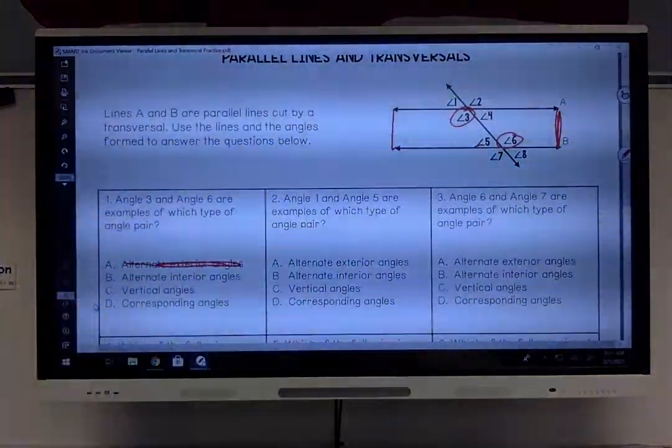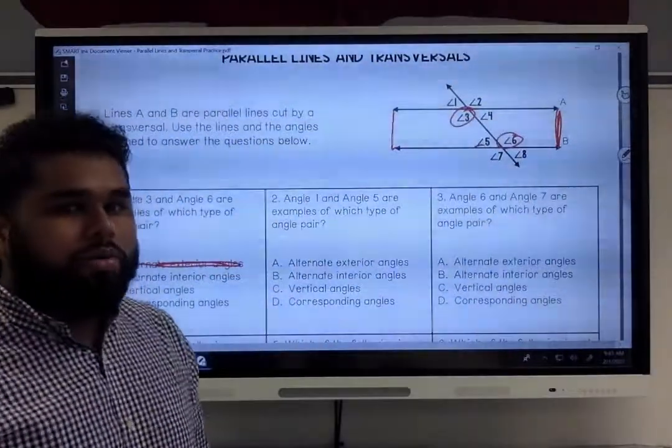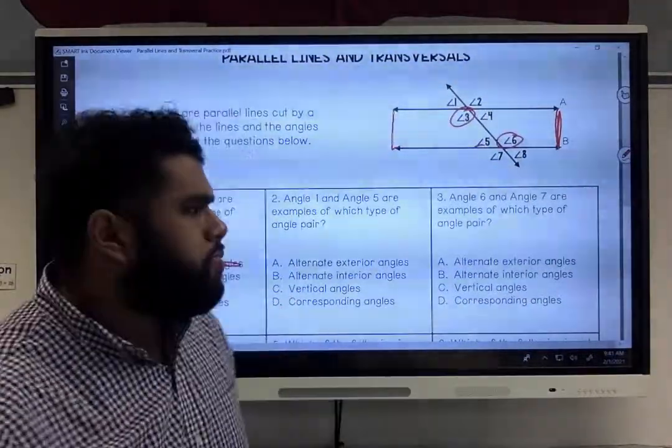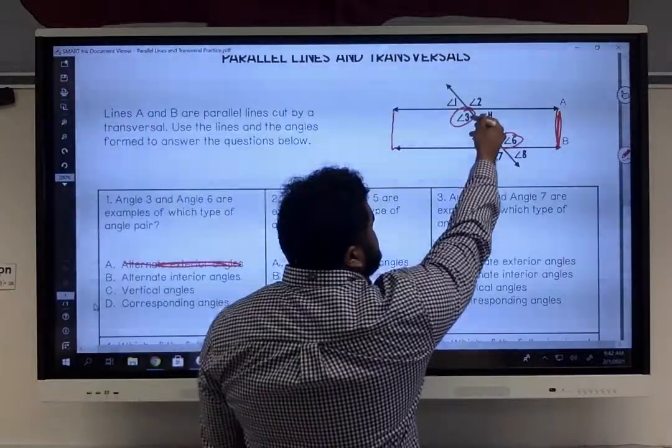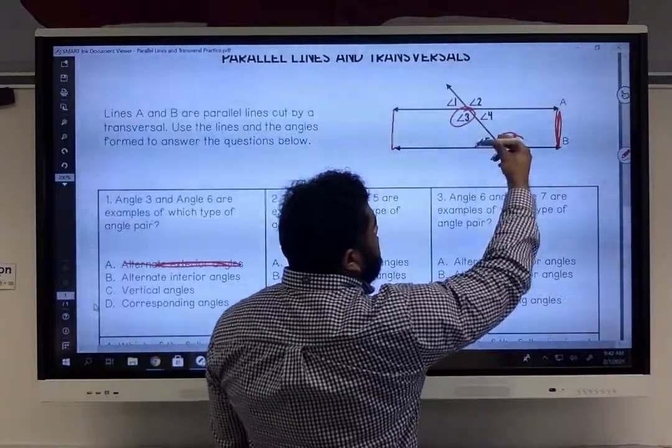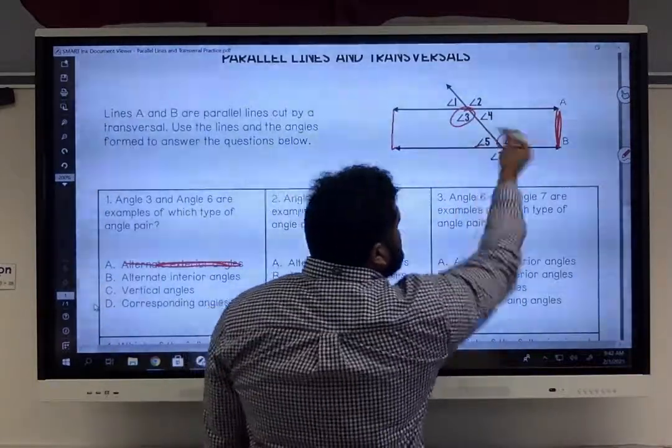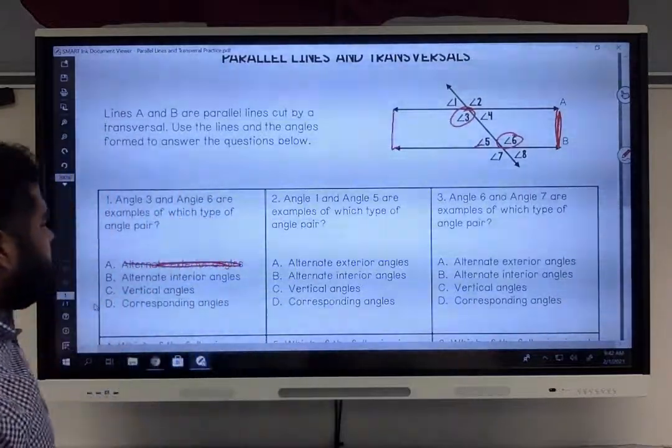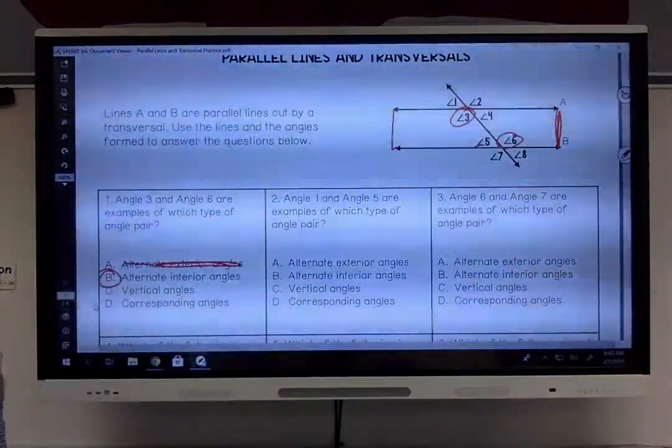Now, are they alternate interior angles? Remember, alternate, I want you to think of opposite. So if angle 3 is right here, the complete opposite would be angle 6. So yes, they are alternate interior angles.